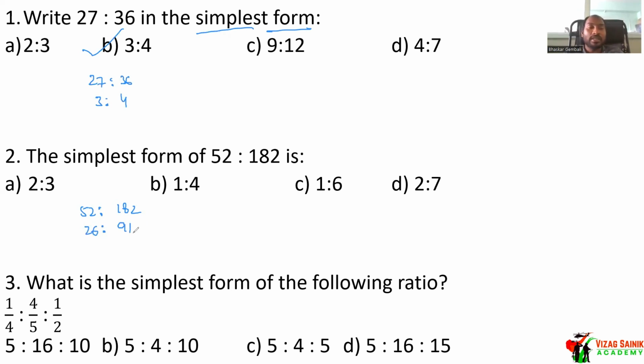Which table do these two come in? Yes, the 13 table. These are all divisible by 13. So 13 2s are 26, 13 7s are 91. So the answer will be 2 is to 7. 2 is to 7 is the simplest form.